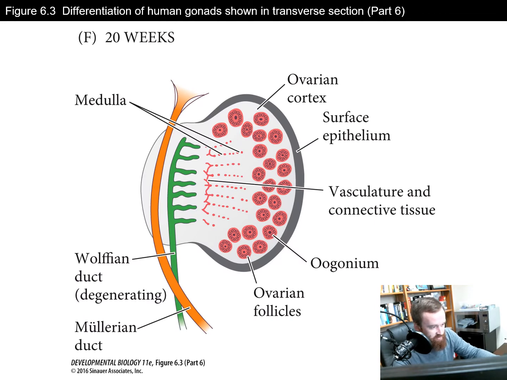Now at 20 weeks of female development, the Wolffian duct will continue to degenerate and dissociate, because that's only associated with male development. And coming in to surround the germ cells are these new cortical sex cords that will come in and develop into the ovarian follicles and surround those developing ovum. And eventually, a little further down the line, the Mullerian duct will develop into the fallopian tubes, the uterus, and the cervix.